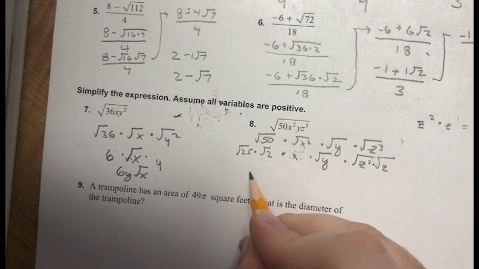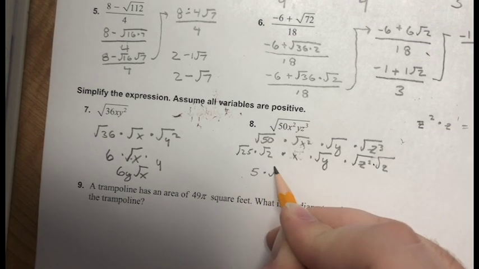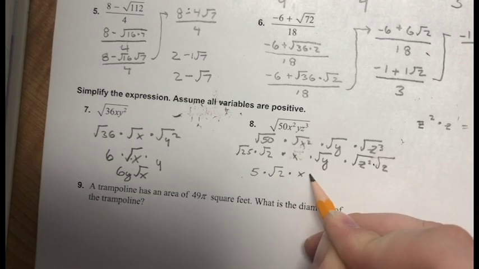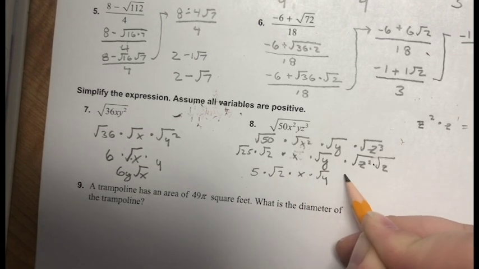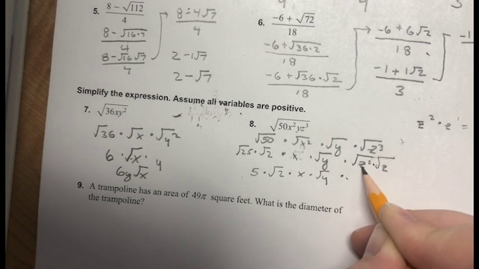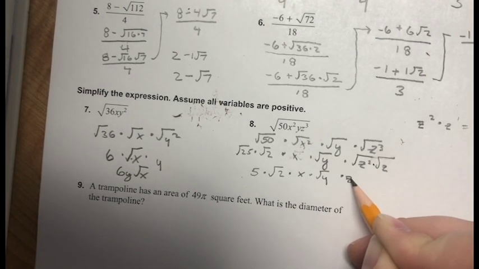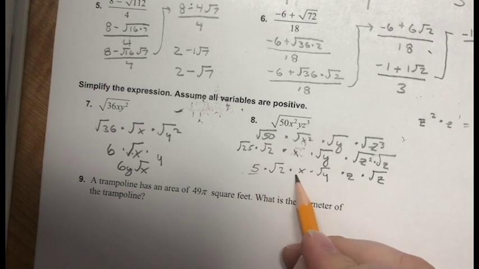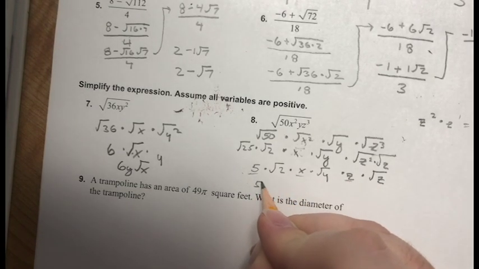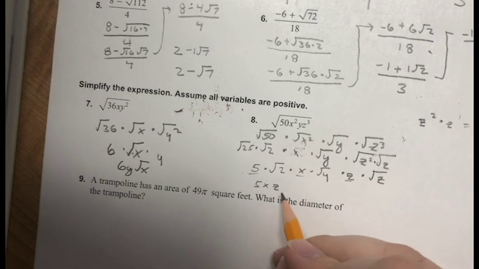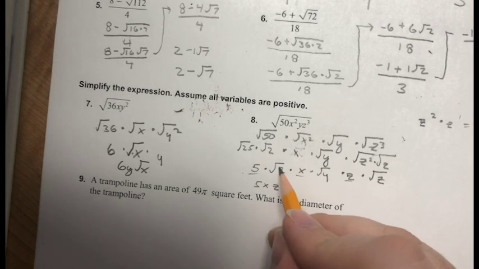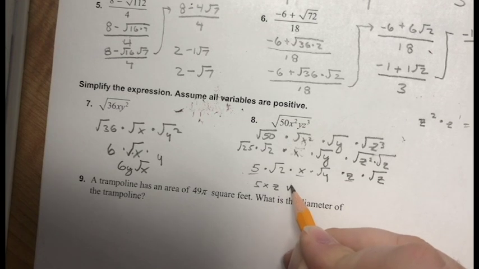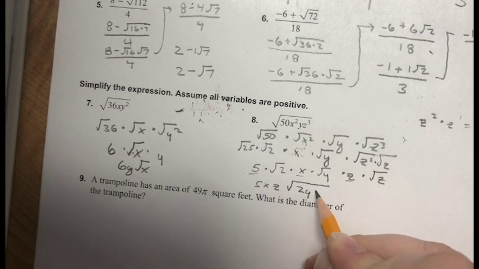So the square root of 25 is 5. Times the square root of 2 times x times the square root of y times the square root of z squared is going to give me just z times the square root of z. Phew! Now we can start combining our like terms. Remember what I said, everything that's not under a radical sign we like to put together. So this 5, that x, and that z we can put together. 5, x, z. And the numbers that are under the radical sign, we can put those together. So I can say times the square root of 2yz.